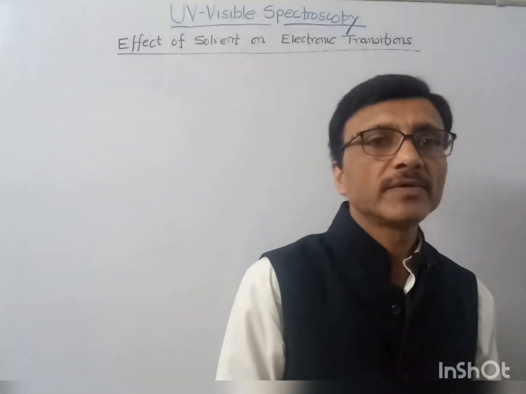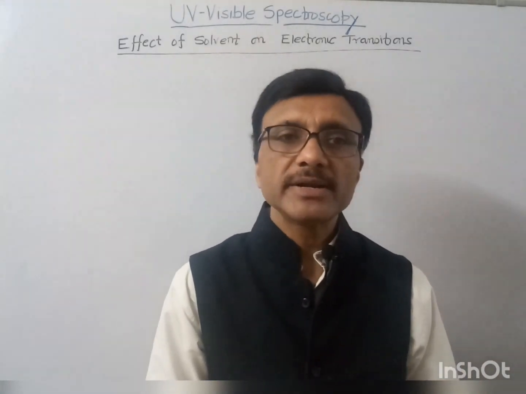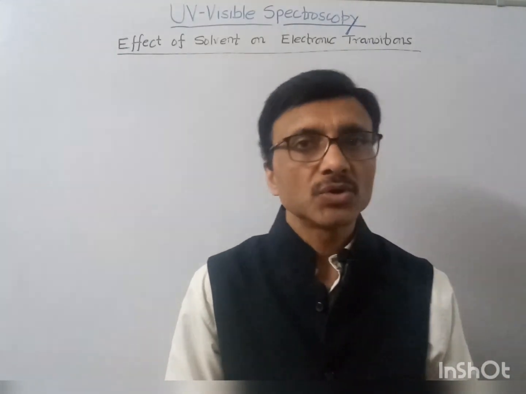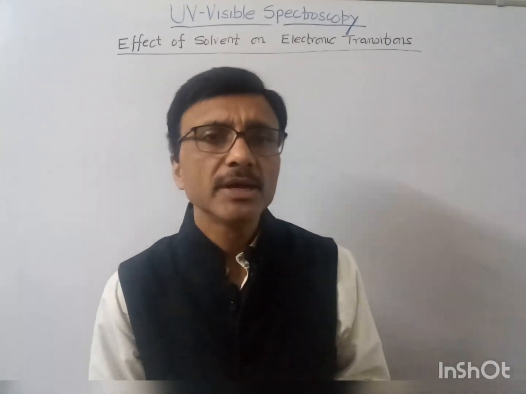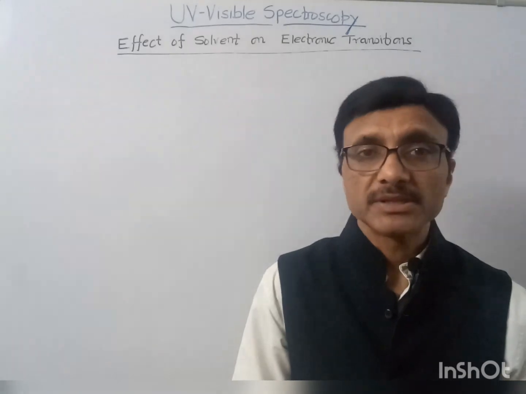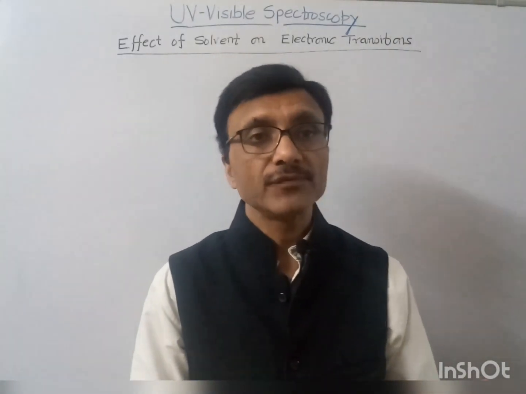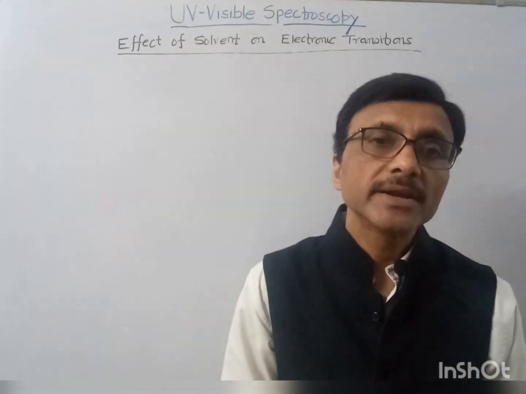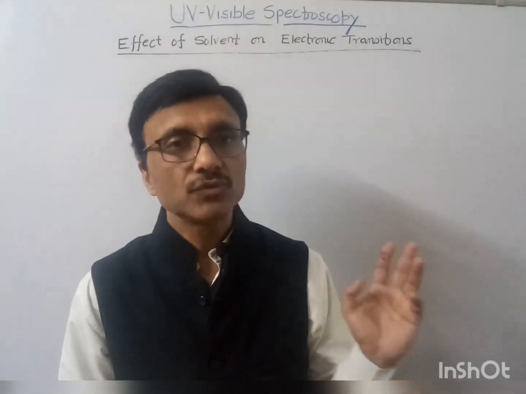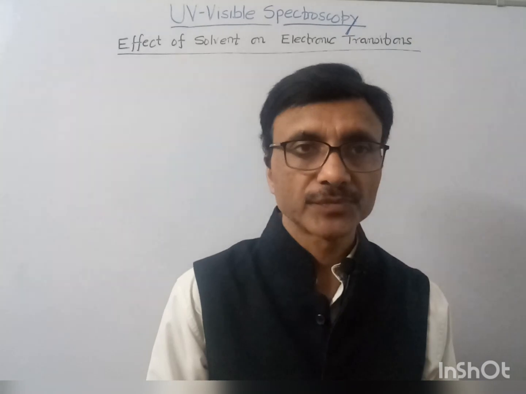So what kind of solvent should be used to take the spectra? The solvent may be either a polar solvent or a non-polar solvent, but usually the non-polar solvent is preferred, for example hexane or isooctane. If we are using a polar solvent, then it will affect the electronic transition, and we have to see how the polar solvent affects the electronic transition.